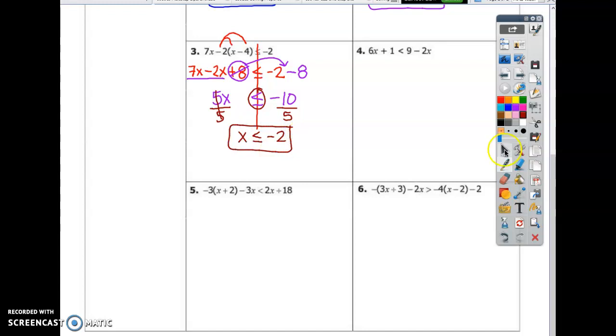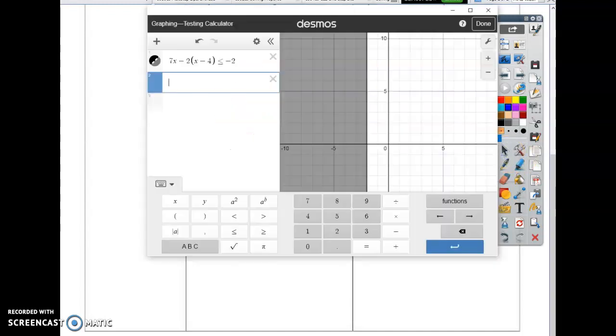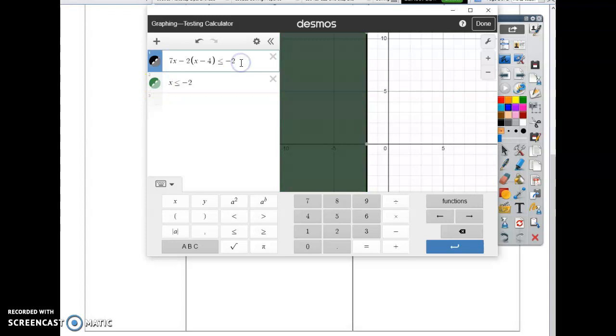Okay? Let's check it in Desmos, make sure that that is the answer. So pause the video, put the question in Desmos, the whole thing, and then the answer in Desmos, and let's make sure that they're the same. So here is my question, right? That's the same thing. And then we're going to type the answer, which was x less than or equal to negative 2. So here's my green. My answer is green. My question is black. Are they the same? Yes, so that is your answer.